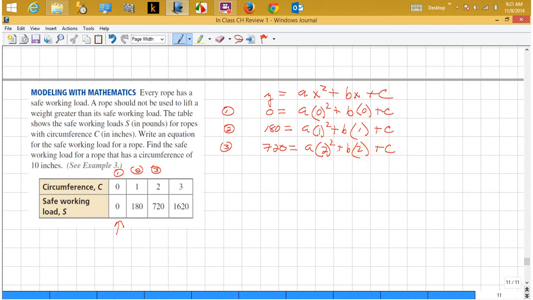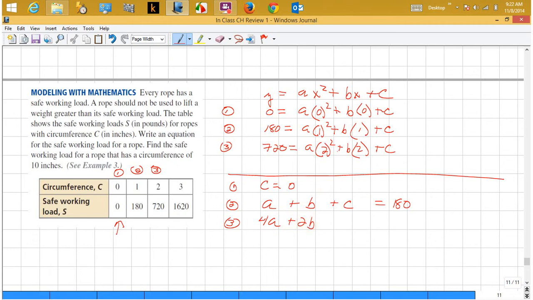Okay, so let's start simplifying some of this. So let's rewrite these equations. So the first one, I'm going to simply have a times 0, b times 0. So that simply gives the first equation: c equal to 0. The second equation is going to be 1 squared times a, so that's just simply a, and then I have 1 times b, that would be plus b, plus c is equal to 180. The third equation is going to be 2 squared is 4, so I've got 4a plus 2b plus c is equal to 720.